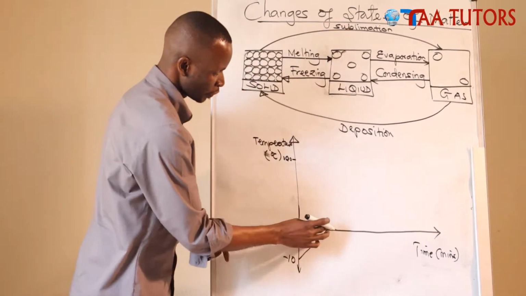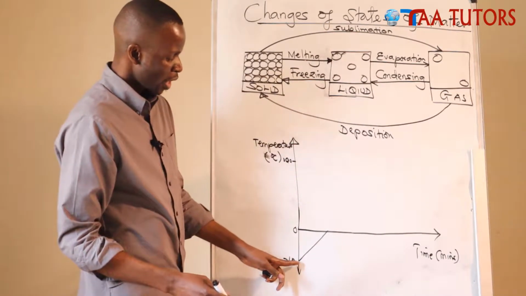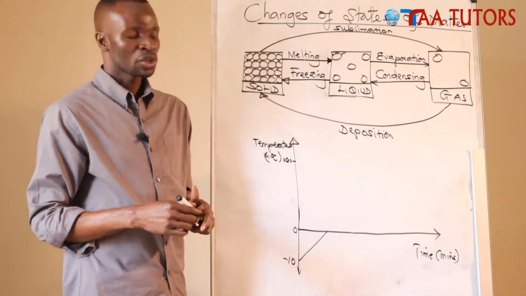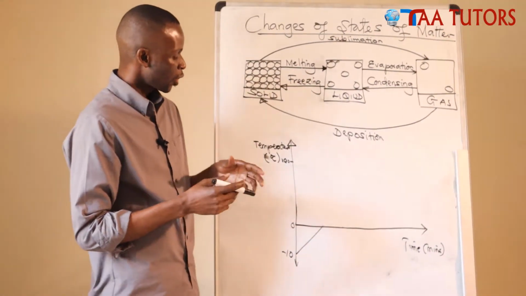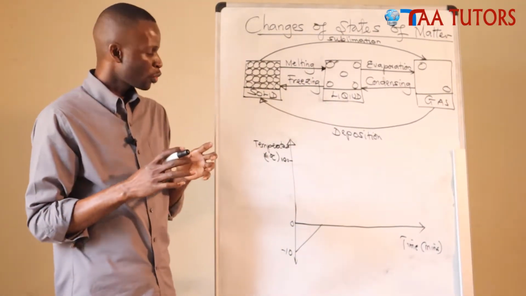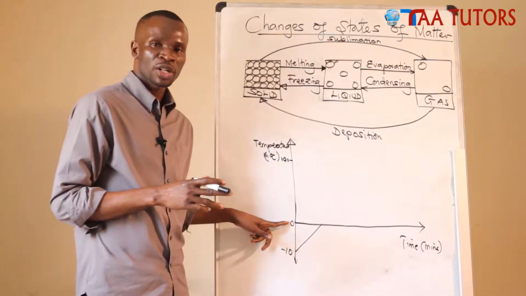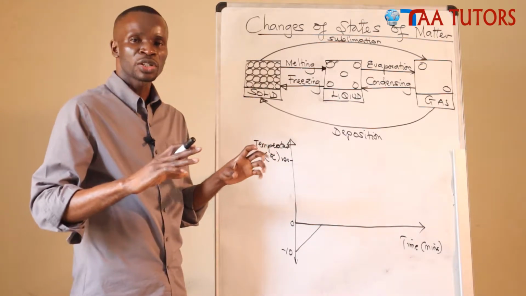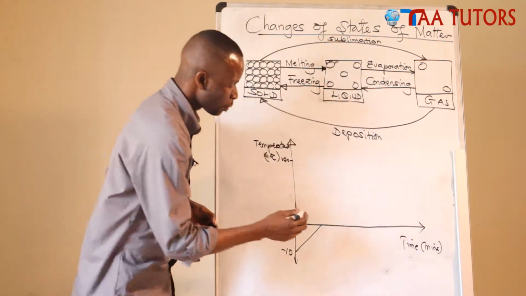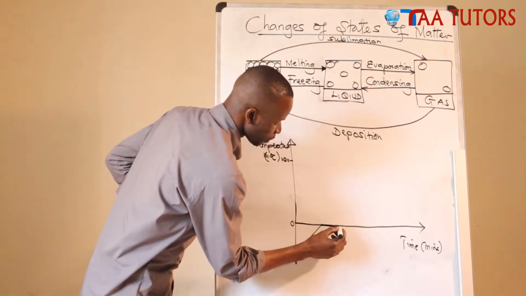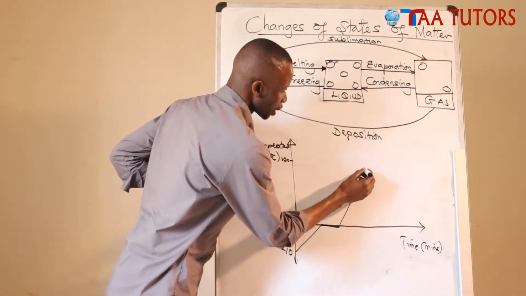So we have -10, and we are heating our water, our ice, from -10 degrees Celsius. The temperature will rise. As you heat the ice, its temperature will increase from -10 to 0 degrees Celsius. When it reaches 0 degrees Celsius, you continue to heat, but the temperature will remain constant. The temperature will remain constant for some time, and then it will start rising again.